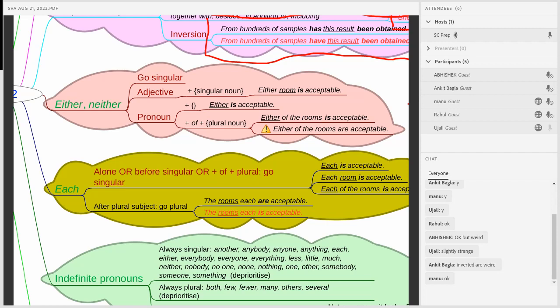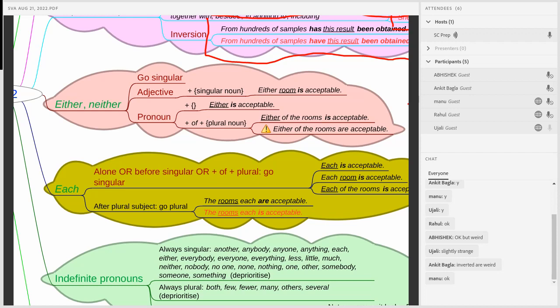Either could be an adjective. Now, when is it an adjective? When it's combined with a singular noun. So, what is the example here? Either room is acceptable, right? As we said, go singular. Nobody's ever going to say either room are acceptable. So, you don't even need to make an effort to remember this.